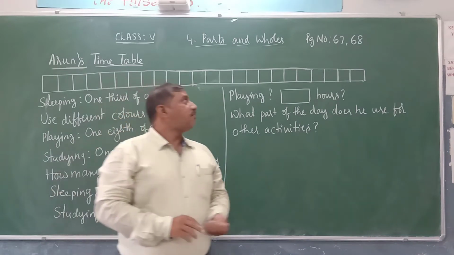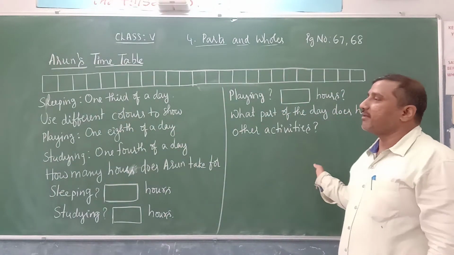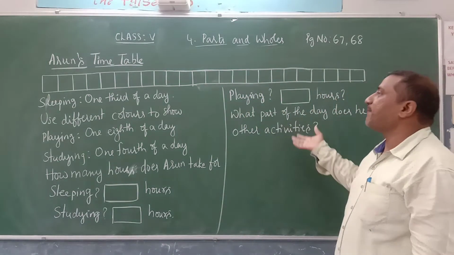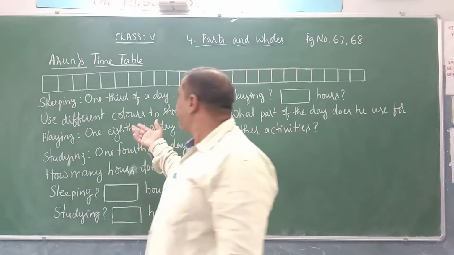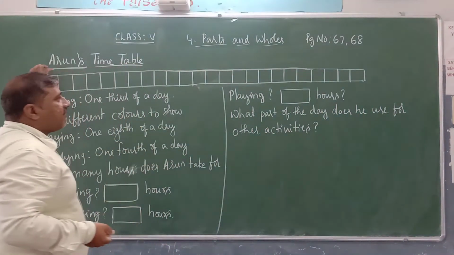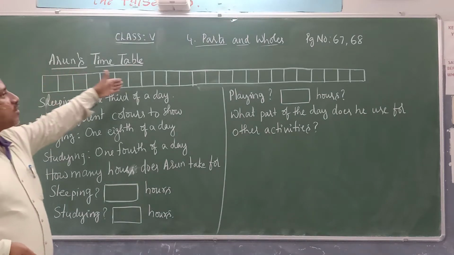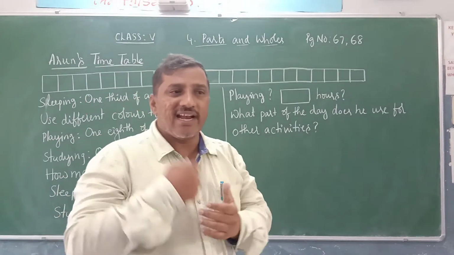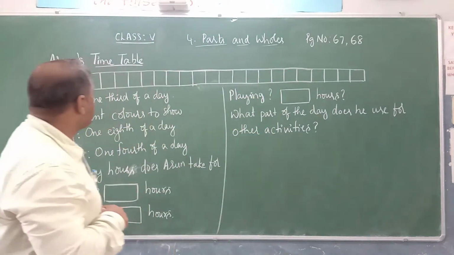Yes, children, now page number 67. Here we have Arun's timetable, showing how a boy spends a day. It is given in the form of one bar, divided into 24 parts. Each part represents 1 hour. A day has 24 hours.